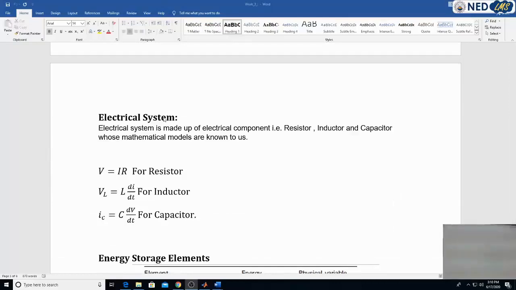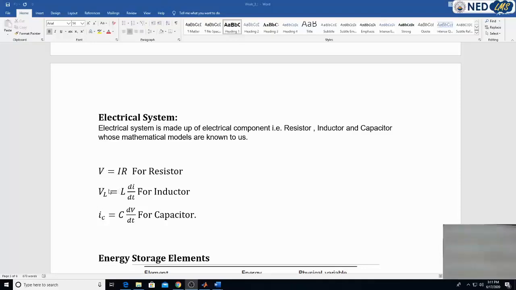We have studied in various courses that electrical systems are basically composed of three basic components: resistor, inductor, and capacitor. These physical components can be mathematically modeled by their mathematical equations, which are commonly known to us. For the resistor, V equals IR. For the inductor, VL equals L dI by dt. And for the capacitor, we represent it with this equation. What this equation means is that voltage across the capacitor will appear only if there is a current flow. So whenever there is a current flow, voltage will appear.